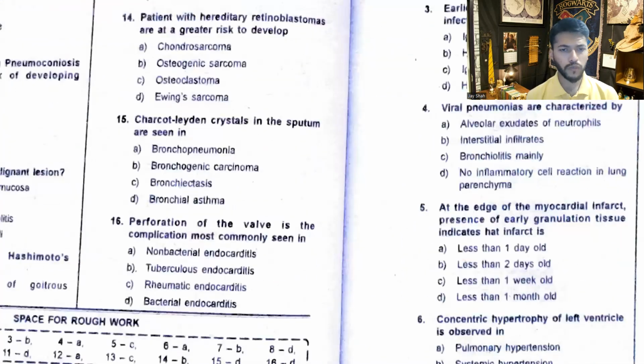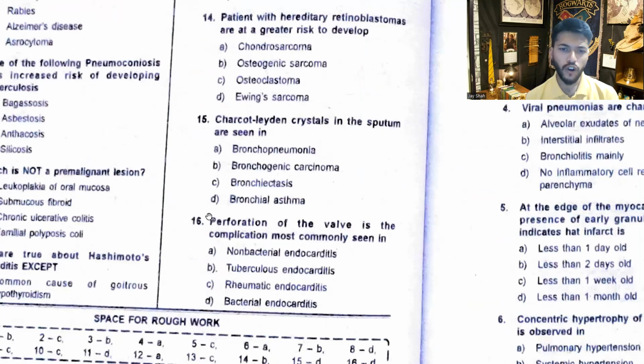Right. So now we'll go to the previous question. Perforation of the valve is commonly seen in which? So valve perforation is seen in those endocarditis which has a chunk of bacteria. So that is bacterial endocarditis. It's a huge mass that can lead to perforation of the valve.